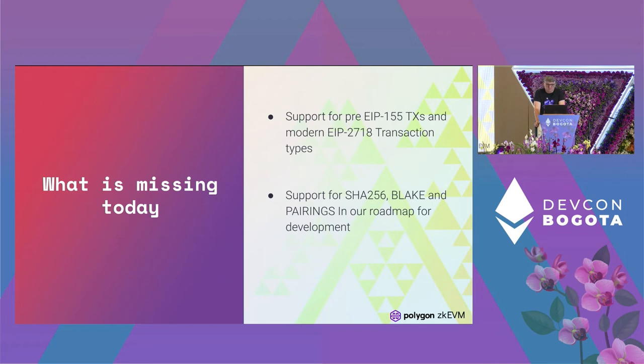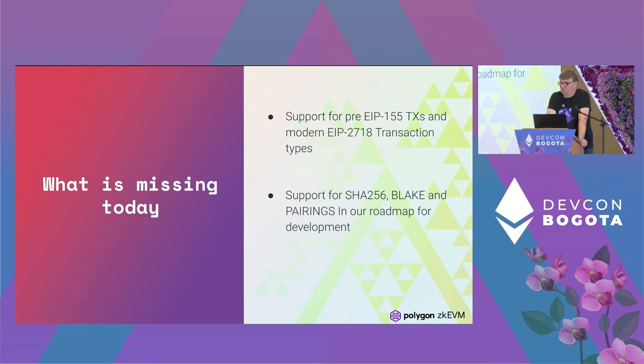What's missing? Well, not much. We are fully compatible. We are running all the opcodes. Everything works as Ethereum does. There are some things that we are already implementing, not implemented yet, and I'm just listing them here. But everything is there. What is missing is the pre-EIP, the original Ethereum transactions.